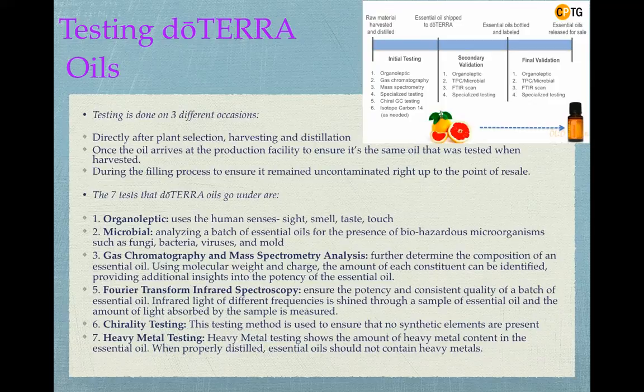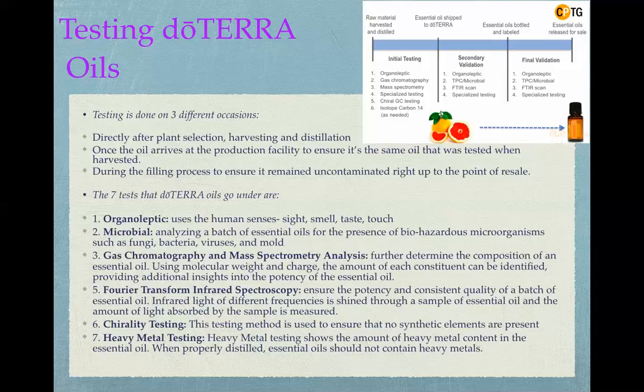And then it's tested again a 3rd time during the filling process and right before those bottles are screwed on, just to ensure that it's remained uncontaminated right up to that point of resale, right up to the point that those bottles make it into our home. So the 7 tests that doTERRA oils go under are organoleptic, which uses the human senses. So they go through a test of ensuring that the sight, the smell, the taste, and the touch is exactly the same and the way it's supposed to be.